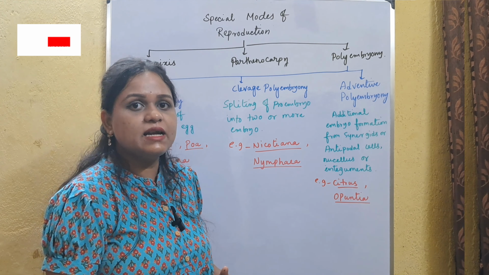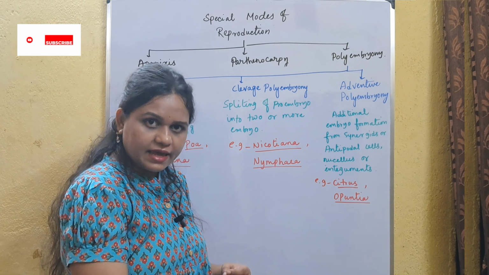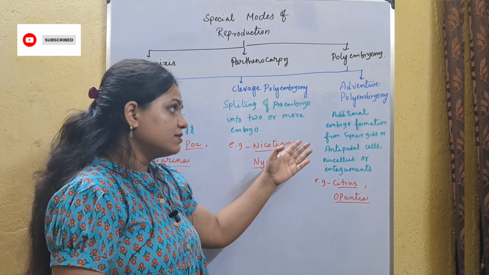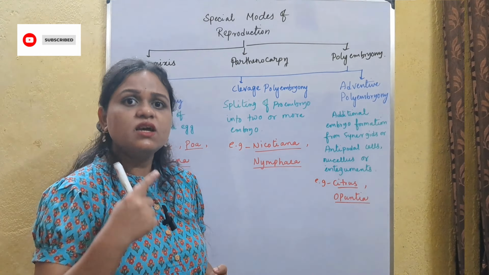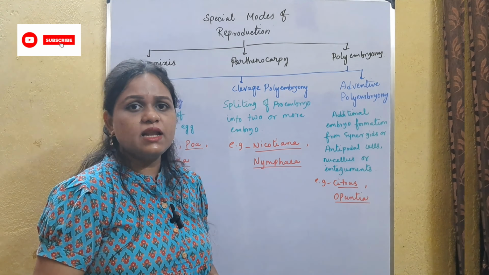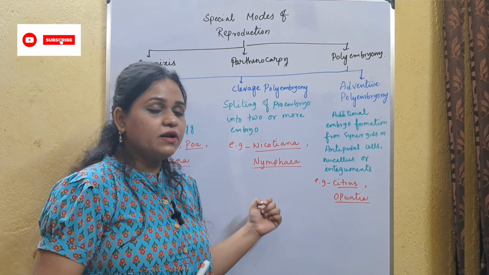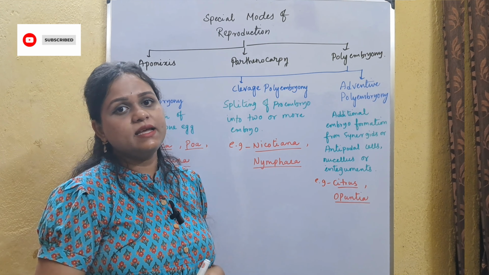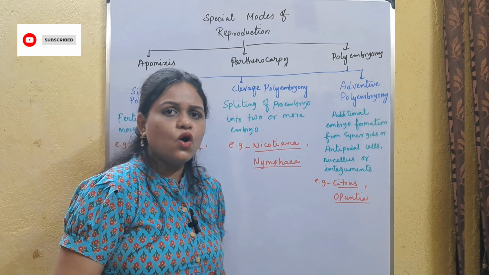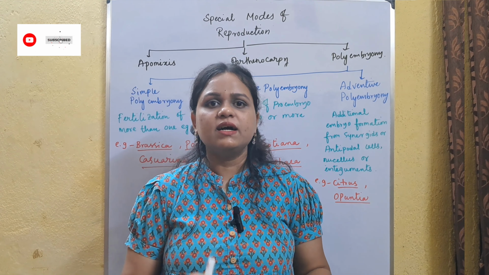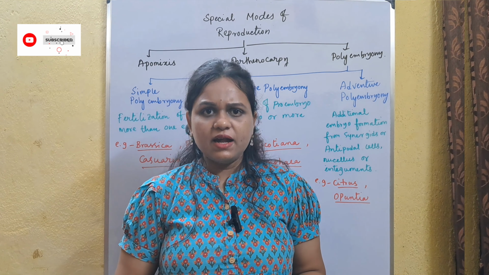Now, adventive polyembryony, adventive means additional. There is formation of additional embryos other than the embryo from the egg, from either synergids, integuments, nucellus or antipodal cells. This is adventive polyembryony and it is seen in Opuntia plants and citrus plants. So, this is all about the special modes of reproduction in flowering plants.